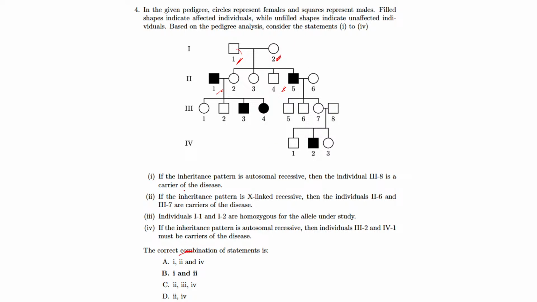So let's see. The first option says that if the inheritance pattern is autosomal recessive, then individual 38 is a carrier of the disease. Yes, this option is correct. So if only this individual is an autosomal recessive carrier, let's suppose it's A, then there is a probability that this seventh one will also be an autosomal recessive carrier.